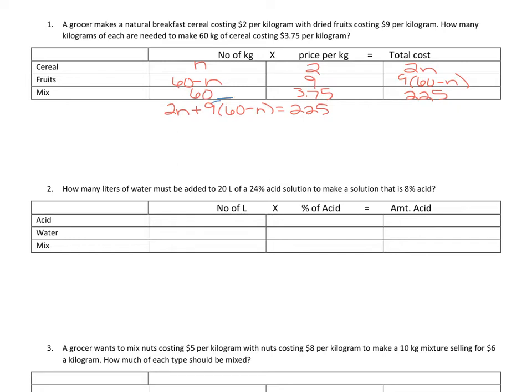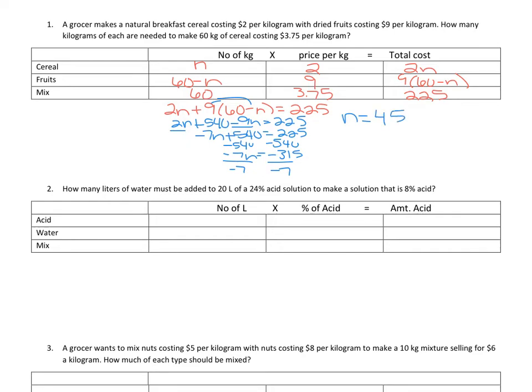So if I distribute that 9, I have 2N plus 540 minus 9N equals 225. Combine your N's. We have negative 7N plus 540 equals 225. Subtract 540 from both sides, and we get negative 7N equals negative 315. Divide both sides by negative 7, and I get N equals 45. Very good. N equals 45.